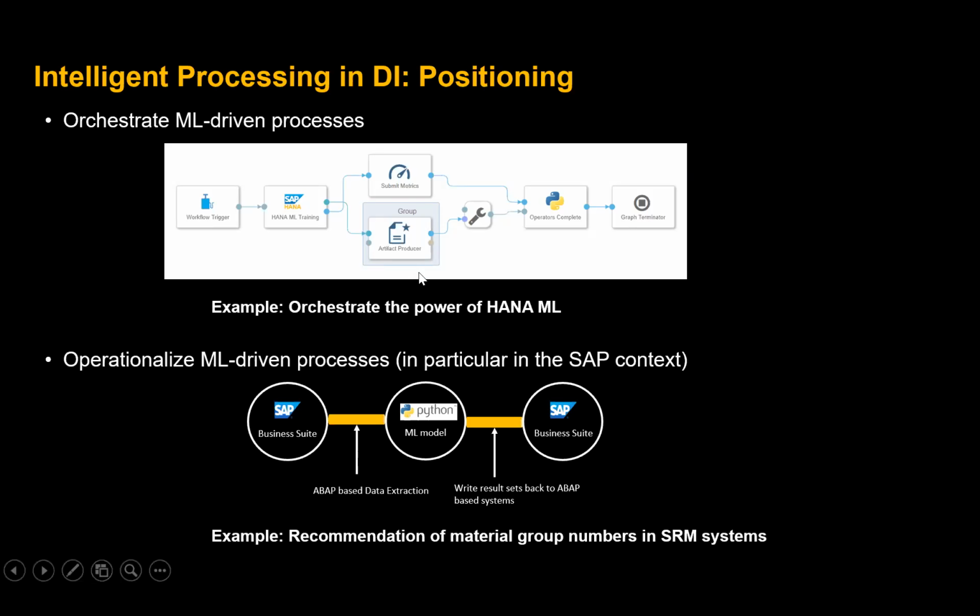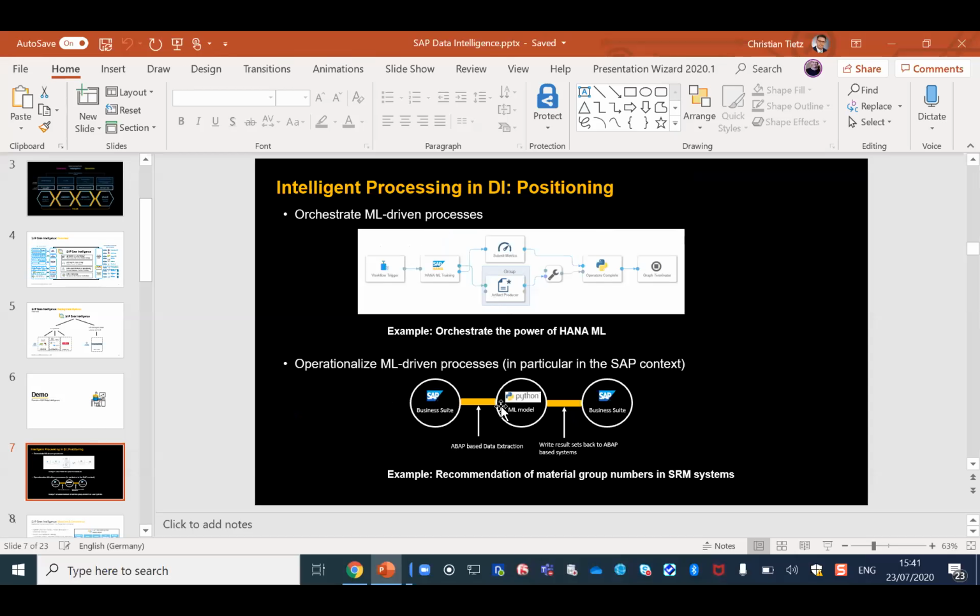The focus of Data Intelligence, as I said, is to orchestrate existing processes that are related to machine learning and operationalize machine learning driven processes. So we do not offer out of the box functionality for auto machine learning, for instance, or for auto feature engineering and for all these kinds of processes. As said, these can be accomplished with Data Intelligence, but that's not the focus of Data Intelligence in the machine learning area. And having said that, I'm handing over to my colleague Tobias.